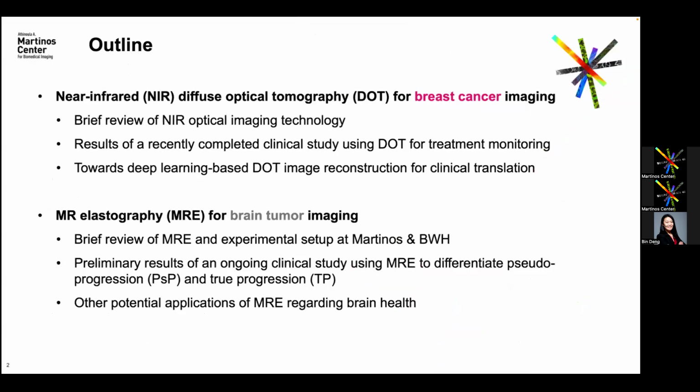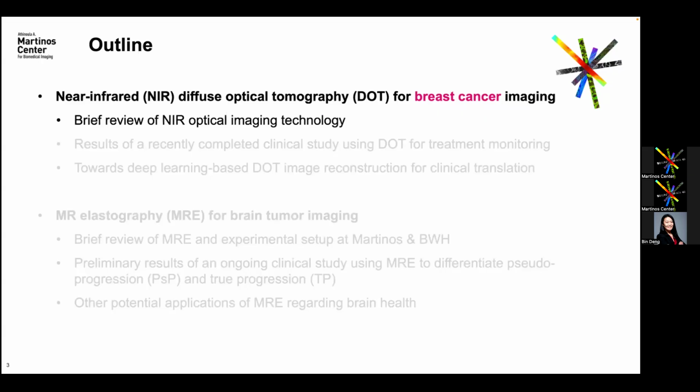Okay, got it. So my talk is split into two parts. One is to use near-infrared diffuse optical tomography for breast cancer imaging. I know a lot of you do brain research, so allow me to take a detour to breast imaging first. And then the second part, we'll talk about using MR elastography that measures the stiffness of the brain for brain tumor imaging.